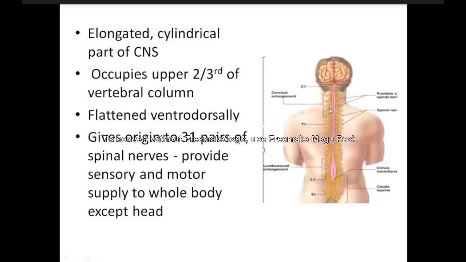So these are the spinal nerves. On either side you can see. There are 31 pairs of spinal nerves, and they provide the motor as well as the sensory supply to the whole body except the head.